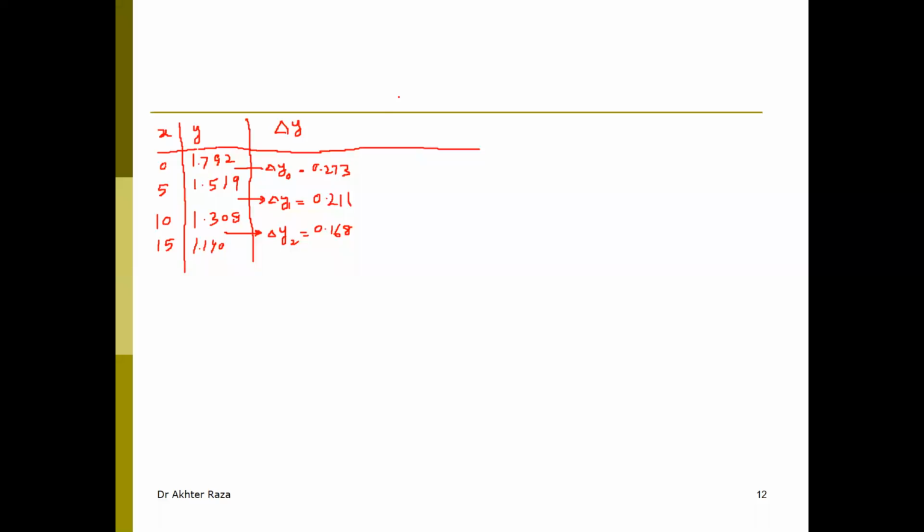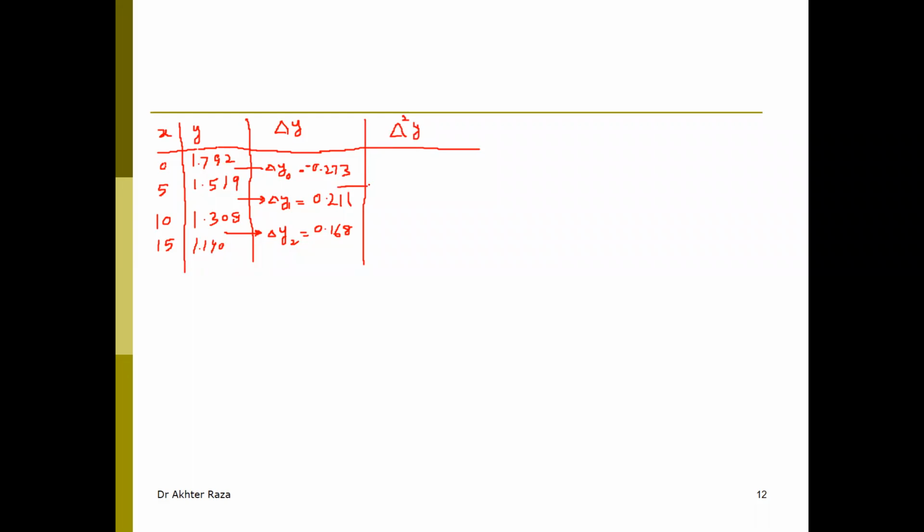Now we are going to construct the next column, second order simple differences. This is represented by delta square y. The first value's answer will come out negative, right? 1.5 minus this. Yes, this is a negative answer.